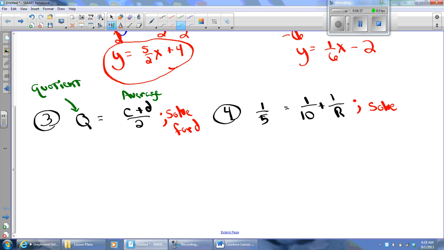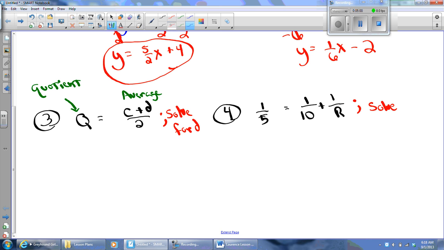These equations, I don't have time to explain every single one to you right now. These equations aren't just made up for the heck of it. They have applications in the real world, okay? So anyway, let's get on to solving for D.